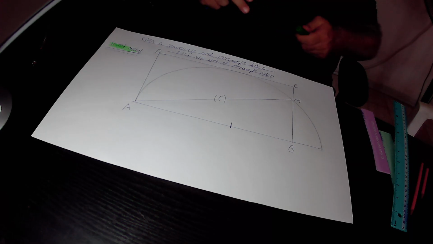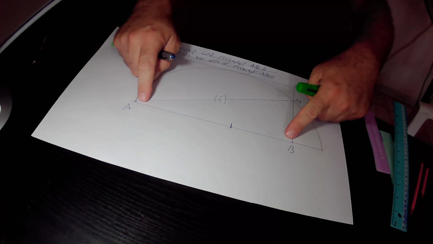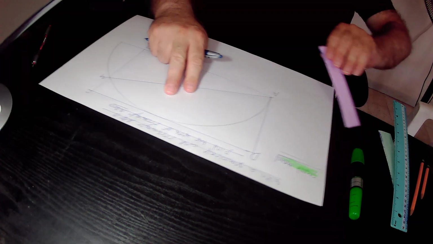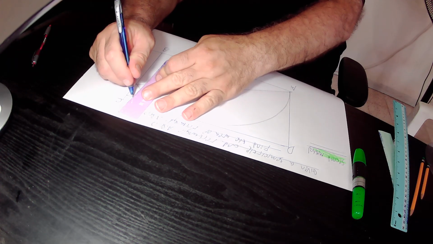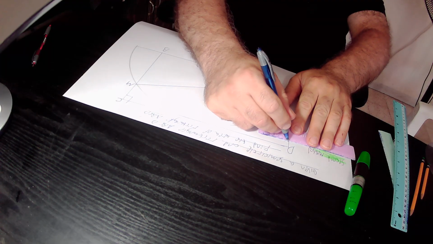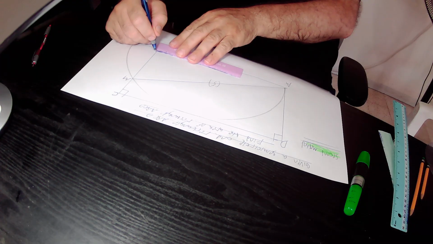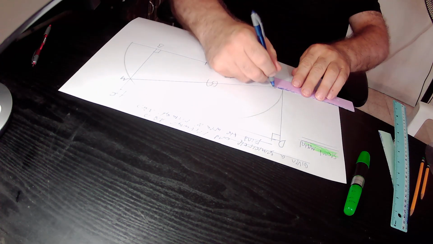So, ABCD, we know that all those four angles inside rectangle ABCD are right angles. So, this is a right angle. This is also a right angle. This is also a right angle. And finally, this is also a right angle.